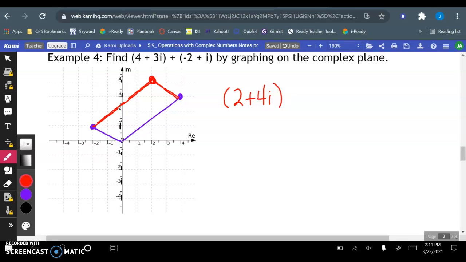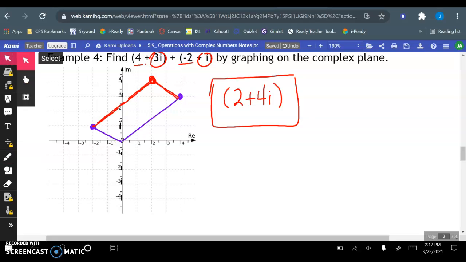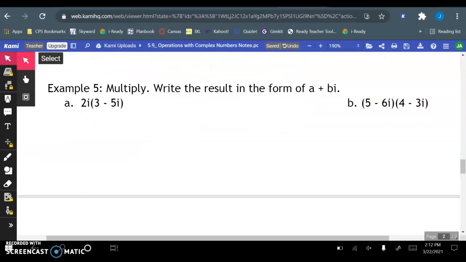And of course, we can go back and check. We have 4 and negative 2 to put together, that would give me the 2. And then 3i and 1i gives me 4i. So 2 plus 4i is the answer. So that is how you would do it on a coordinate plane if ever asked to do so.